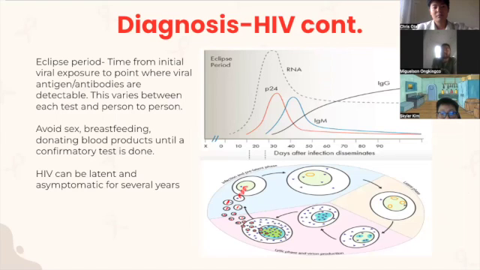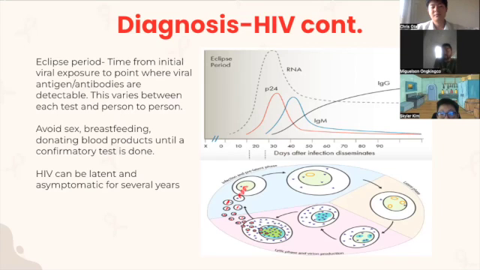Sorry. So for diagnostics, there is an eclipse period. The eclipse period is the time between initial infection or initial exposure to the virus, and the time where the test can detect this. It's important to note that during this period, infection and transmission can still occur. So just because the patient tests negative initially does not necessarily mean they're negative. A secondary test should be administered to confirm this. During the eclipse period, it's important to avoid sex, breastfeeding, donating blood products, etc., to minimize the risk of transmission during this period.